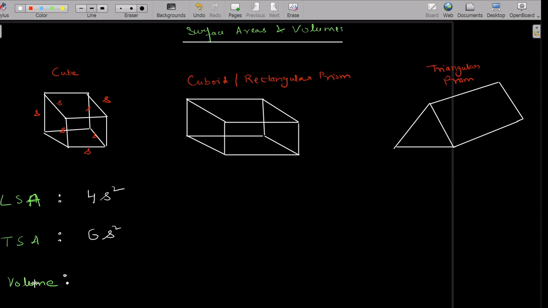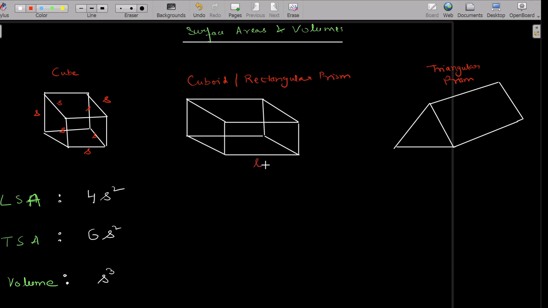And do you know the formula for the volume of a cube? The volume of a cube is, well, isn't it just side cubed? Yes, side cubed. Okay, now let's come to the cuboid. In a cuboid we have three different dimensions: the length, the width, and the height, right?